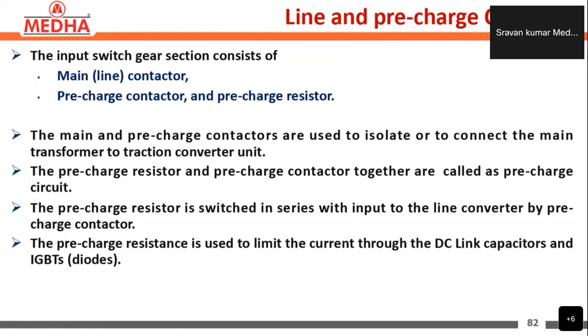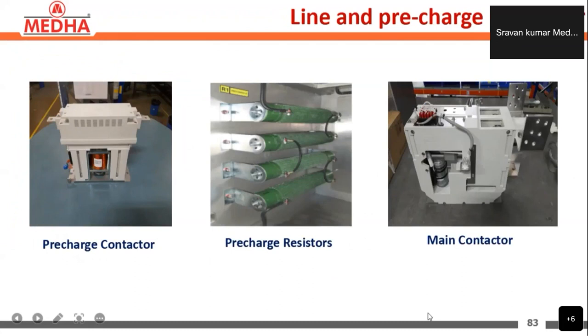The pre-charging resistor is used to limit the current through the DC link capacitors and IGBT diodes, in order to protect the DC link capacitors and the IGBT module. Here we can see the physical appearance of the pre-charge contactor, the pre-charging resistor, and the main contactor. This main contactor is motor driven, and this pre-charging contactor is electromagnetically operated.